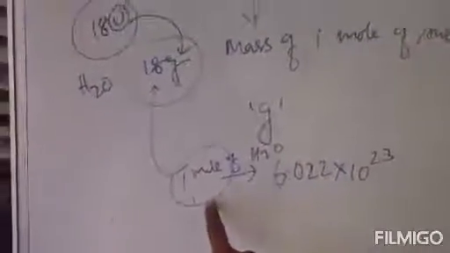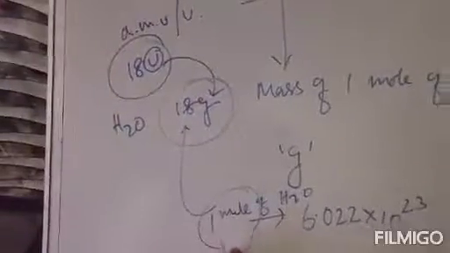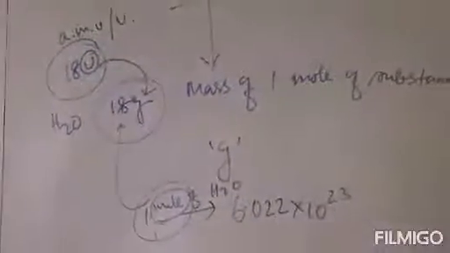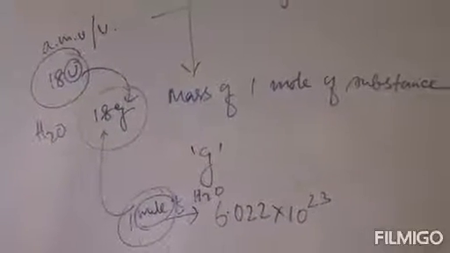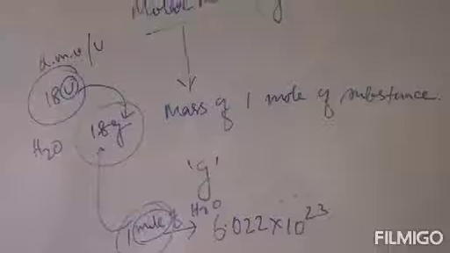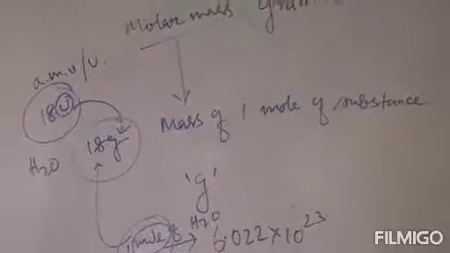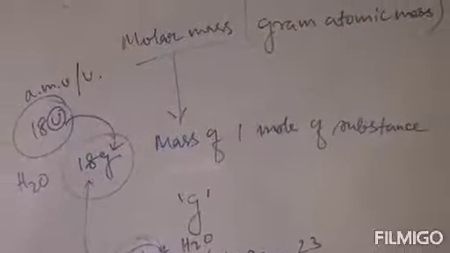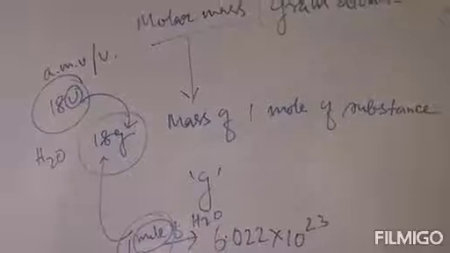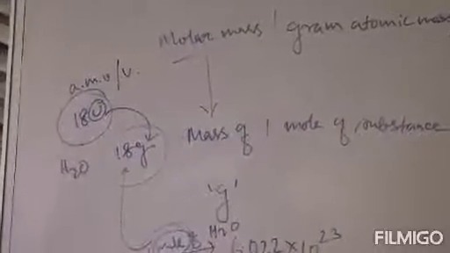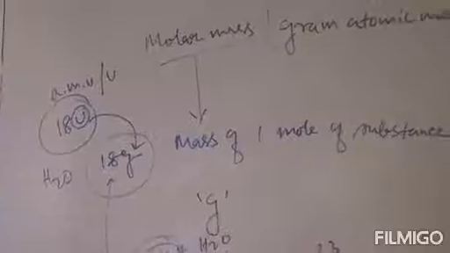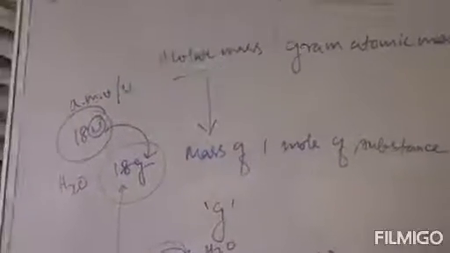1 mole means actually 18 gram because 1 mole is the molar mass. What is a mole? A mole is the amount of substance which contains that many particles. That means atoms, molecules or ions. Particles can be in any form. It can be in atomic form, it can be in ionic form, it can be in molecular form.